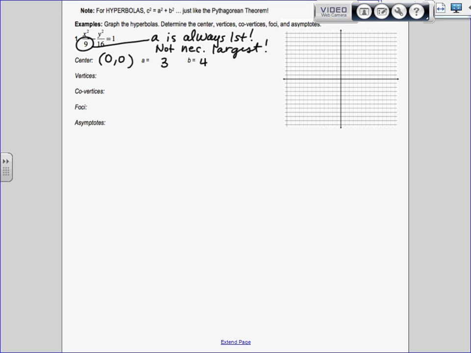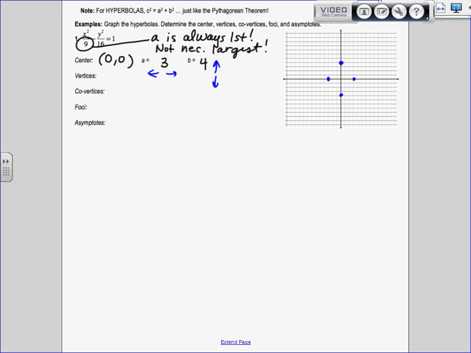And b is 4. Since a is underneath the x value, it's going to move right and left. And since b is underneath the y value, it moves up and down. So when we sketch it out, we start at 0, 0. And we go right and left 3. 1, 2, 3, 1, 2, 3. And we go up and down 4. Tiny little dots. So right and left 3, up and down 4.